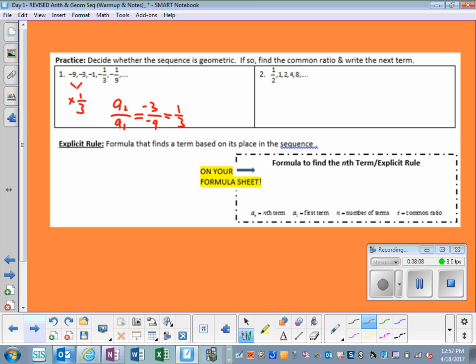Okay, so we need to check every single pair. Negative 3 divided by negative 9 is 1/3. Negative 1 divided by negative 3 is again 1/3. Negative 1 over 3 divided by negative 1 is again 1/3. The ratio seems to be the same, correct? So yes, this is a geometric sequence and R equals 1 over 3. Check the next one. R equals 6.